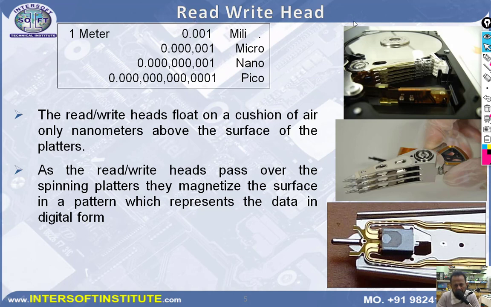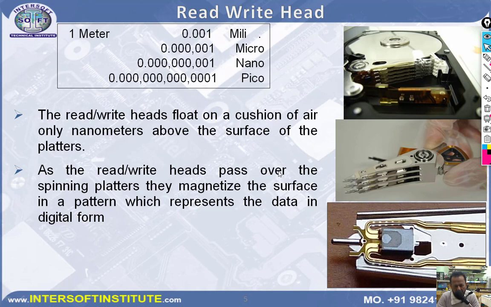Now what is the work of the read write head? For the read write head distance, we have to measure. 1 meter is equal to 1000 milli, 0.000001 is a micro, then nano and pico meter. So the read write head floats on a cushion of air only a few nanometers above the surface of the platter.